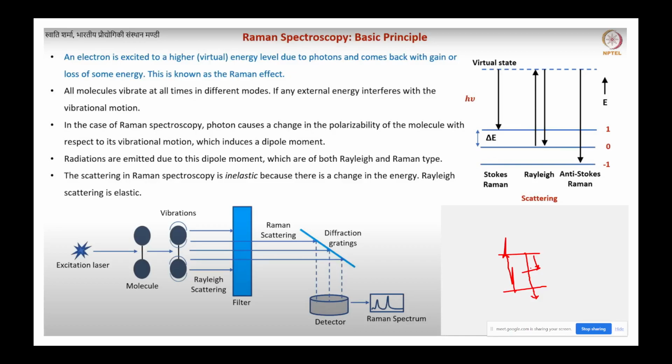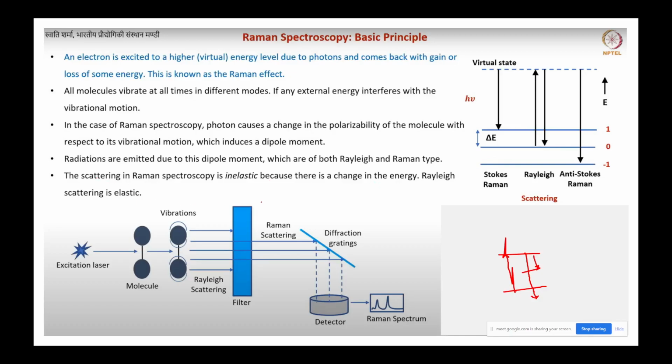Okay, so in the case of Raman spectroscopy, what is happening there? The photon causes a change in polarizability of the molecule with respect to its vibrational motion, which induces a dipole moment. Okay, so here you can see this is your... I will explain this. The scattering in Raman spectroscopy is inelastic because there is a change in energy.